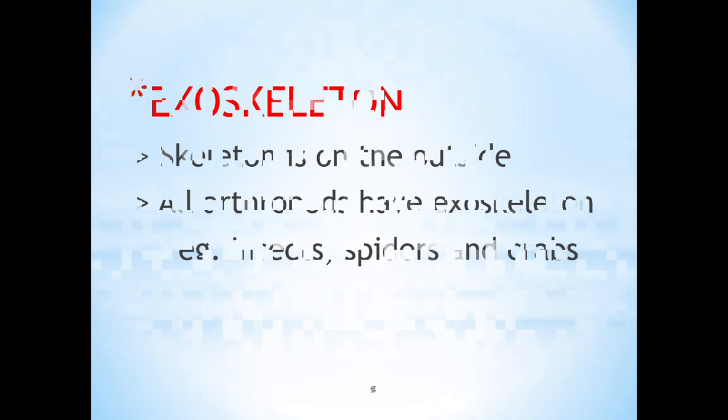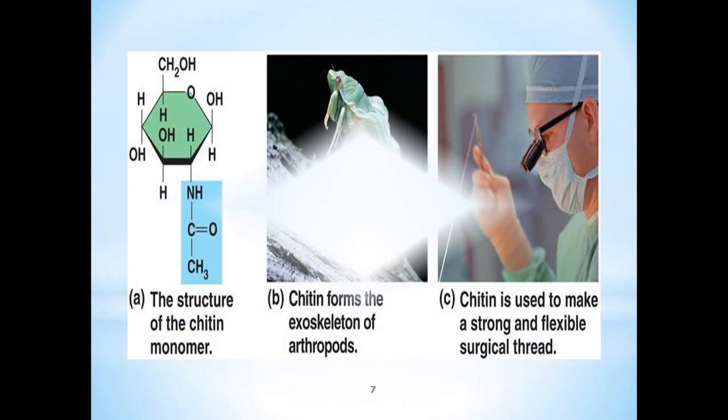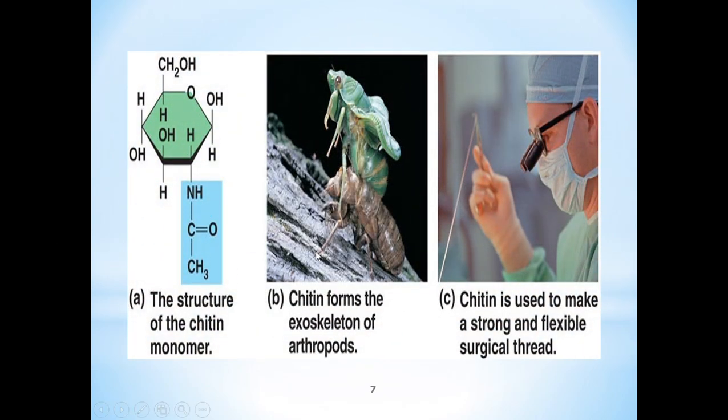So we have here the structure of the chitin monomer, and look at picture B. The covering cannot grow as the rest of the body does. So often, the hard covering is shed and a new one grows, and this is what we call molting. And then, if you notice, the surgical threads used during surgical operations in hospitals are actually made of chitin.